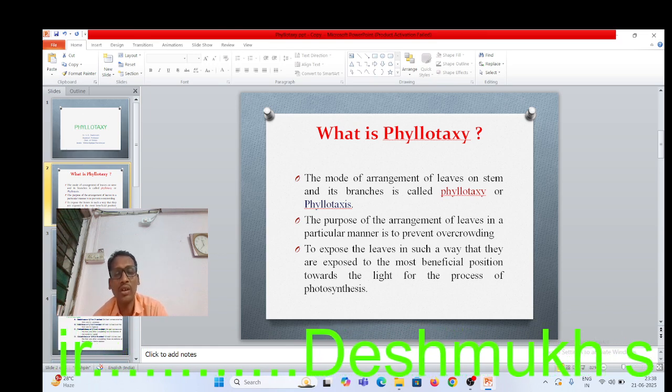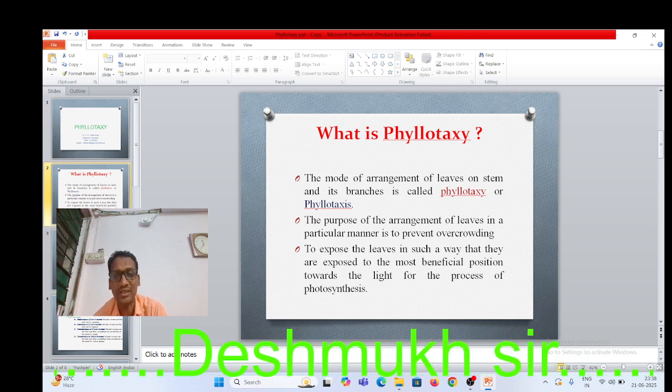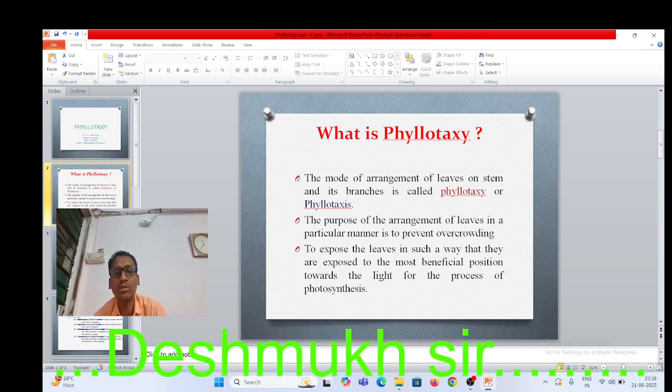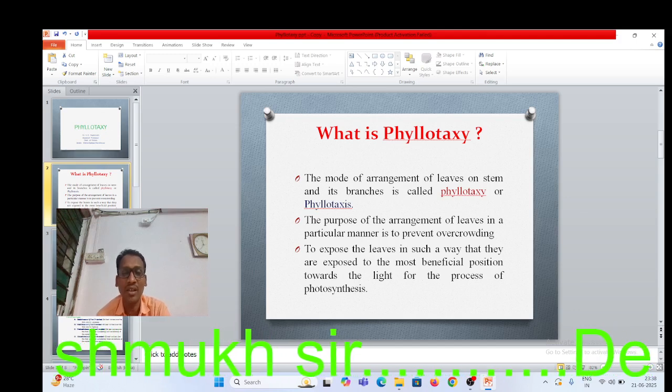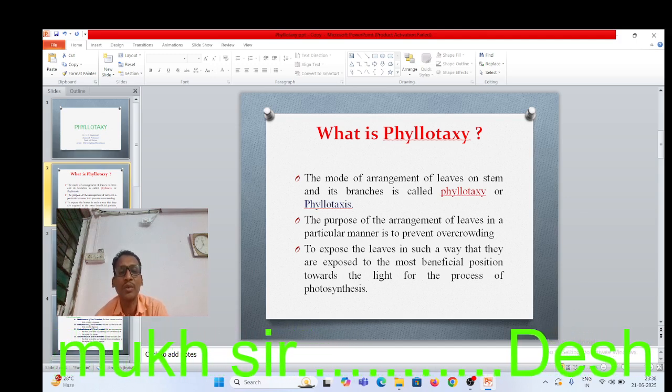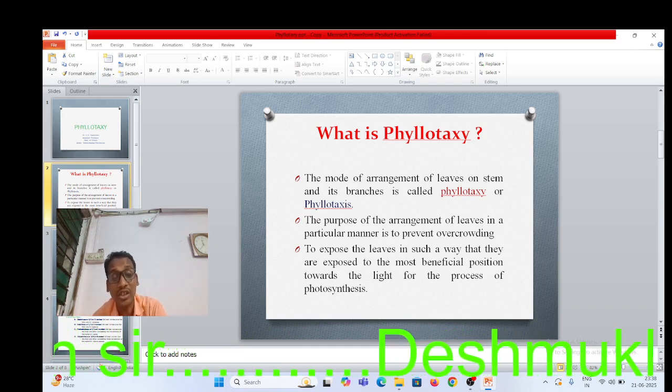So this word itself says its meaning. Phyllo means leaves and taxis means arrangement. So how leaves are arranged over the branches or over the stem, that is called phyllotaxy. This word is also known by another word, that is phyllotaxis.